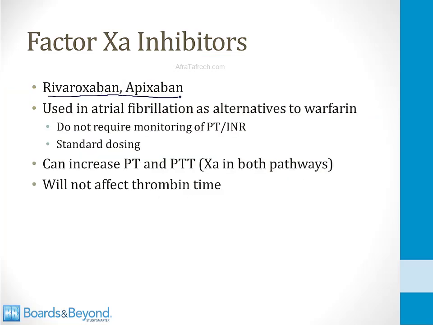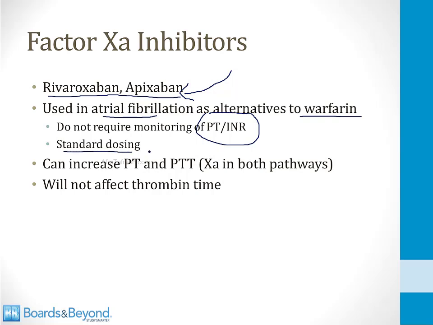So rivaroxaban and apixaban are the two factor Xa inhibitors, and you will mainly see them used in atrial fibrillation as alternatives to warfarin. As we'll see later in this module, patients on warfarin need regular monitoring of their PT-INR level. That is not necessary if patients take these drugs instead. They are administered via standard dosing.